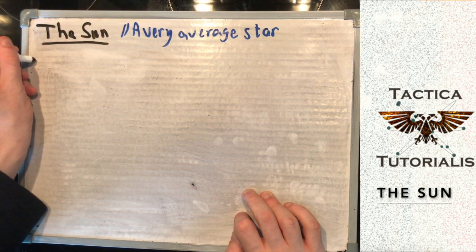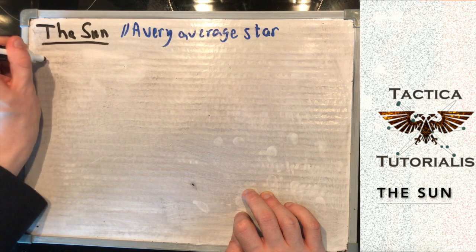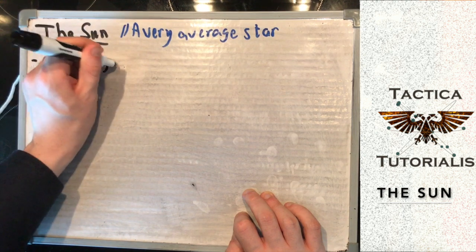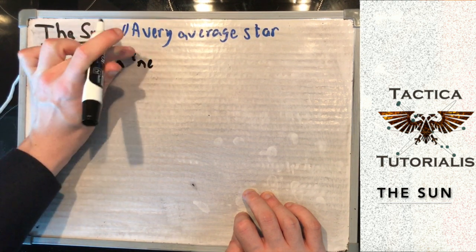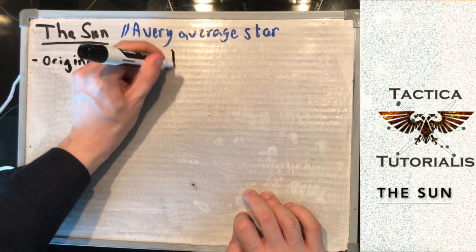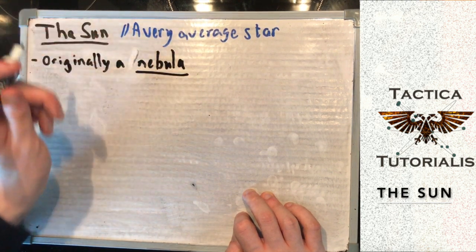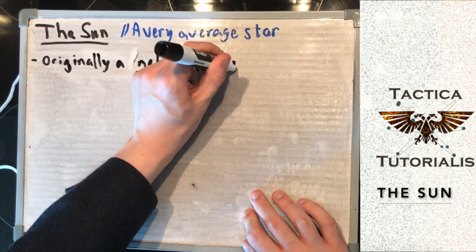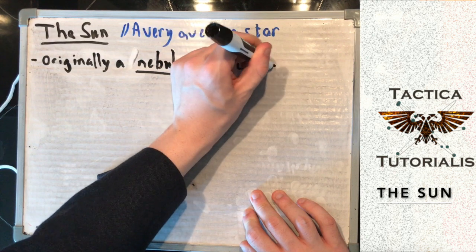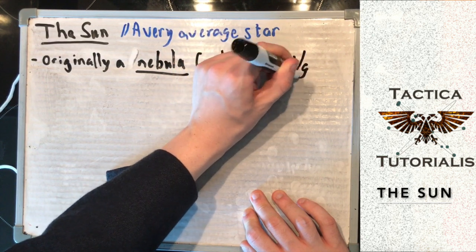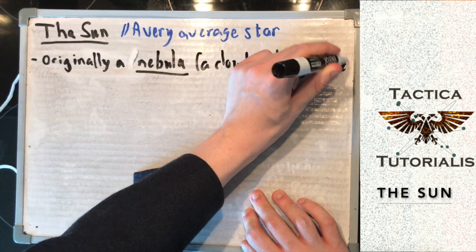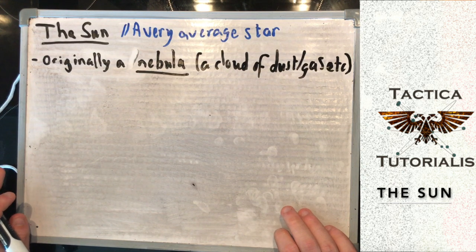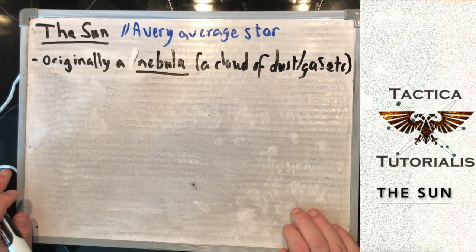So, the sun was originally a cloud known as a nebula. Actually, that needs to be underlined because it's a key word. A nebula essentially was a cloud of dust, gas, etc. And this is the same for all stars. All stars start out as a nebula. In fact, several stars can be formed out of one nebula if you get a bit lucky.